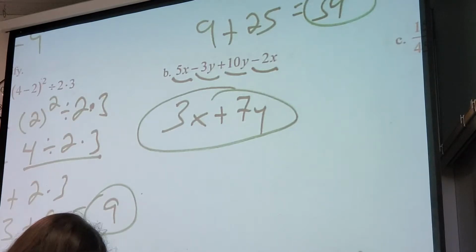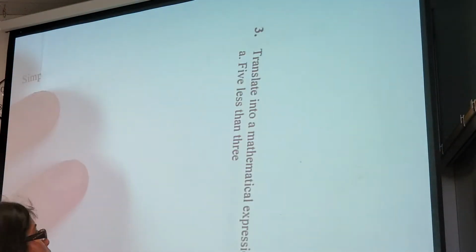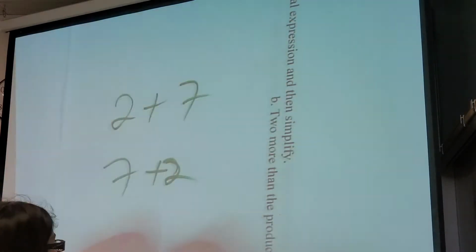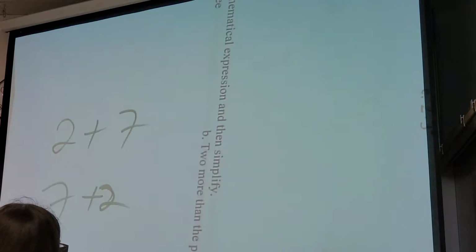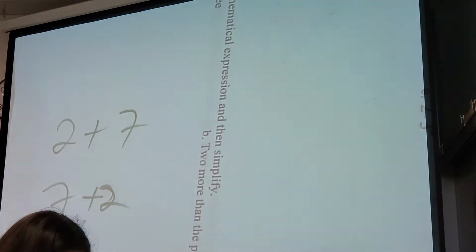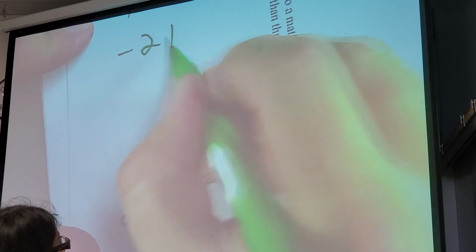Now, your question is, all right, help me out. What's the difference between 2 plus 7 and 7 plus 2? Nothing. Well, just where they are. And the result is the same. So they both represent the same amount of stuff. Now watch. What's the difference between 7 minus 2 and negative 2 plus 7?